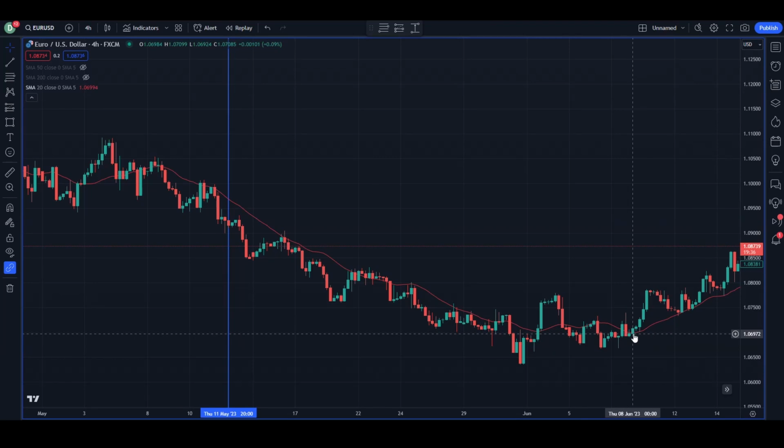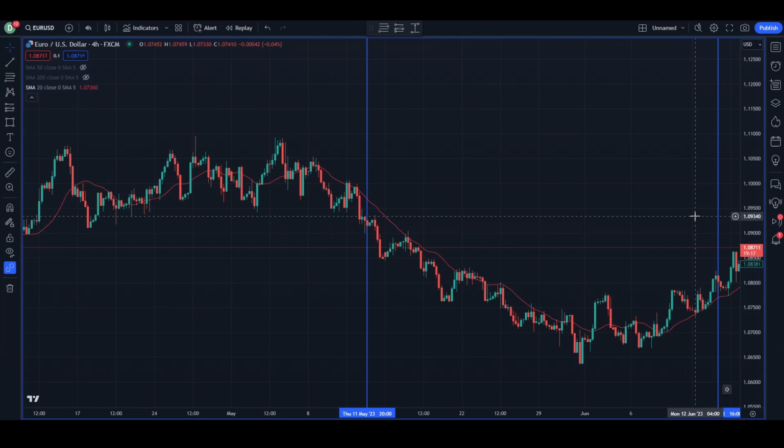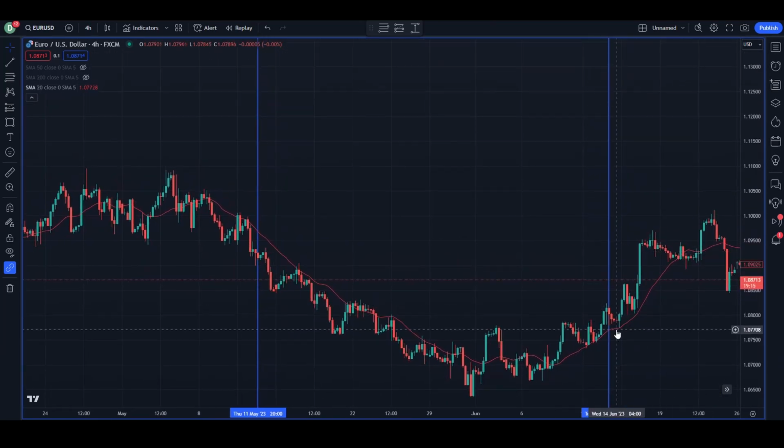The moving average went below the price, tested it once over here but couldn't break it, and over here we got a situation in which there was distance between the moving average and the price. This is a confirmation that the price may be in an uptrend. So moving a bit further, you can notice that the price kept on increasing from here.